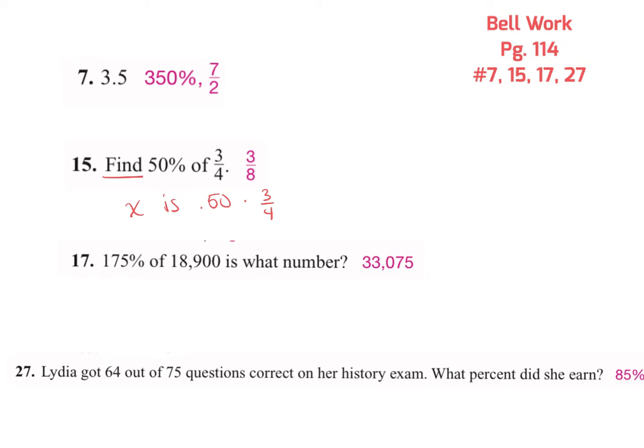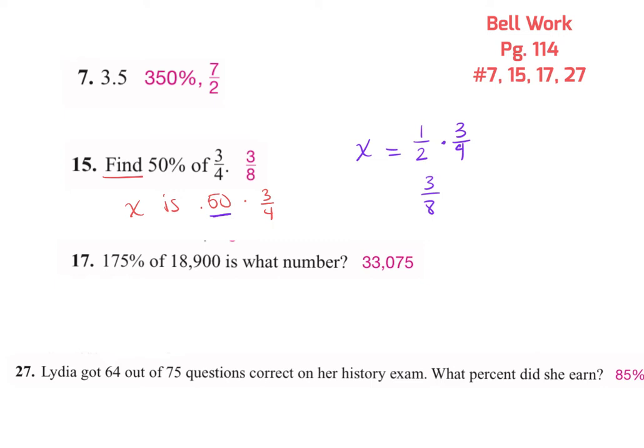I personally would just change this to a fraction. Remember, a percentage is a decimal or a fraction. So x is 50%, that's 1/2. If I did 50 over 100, times 3/4, that's going to give you 3/8, right?